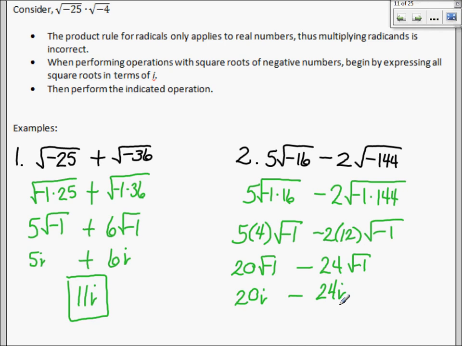So now we have to combine like terms of 20i minus 24i. When we do that subtraction, we're going to be left with negative 4i as our solution.